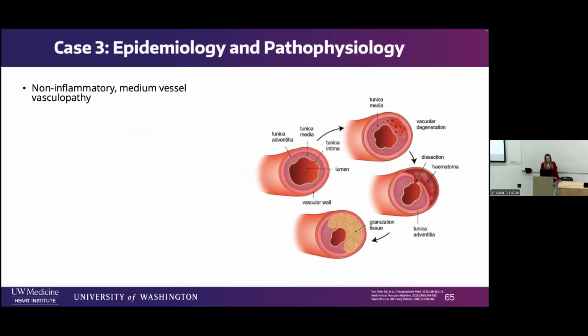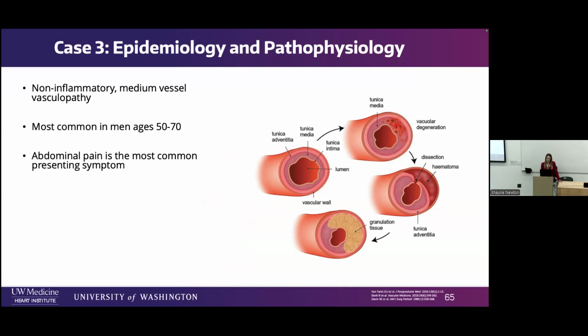And so SAM is a non-inflammatory medium vessel vasculopathy. It's most common in men ages 50 to 70. And abdominal pain is the most common presenting symptom. Unfortunately, this is because most of the presentations are due to vessel hemorrhage or dissection. It's characterized by medial lysis in a patchy pattern, as was described by Dr. Smith.